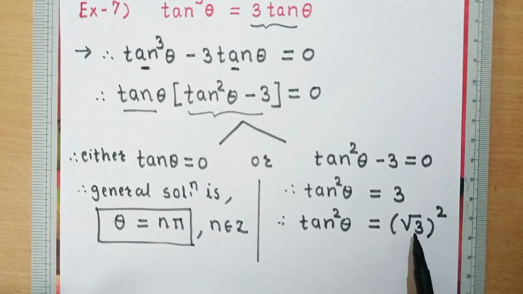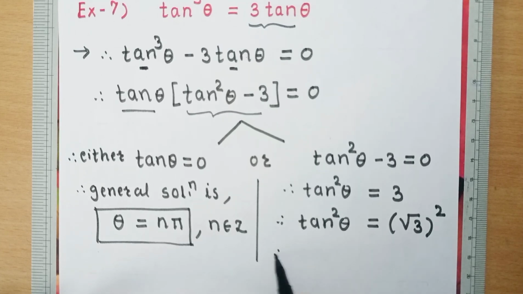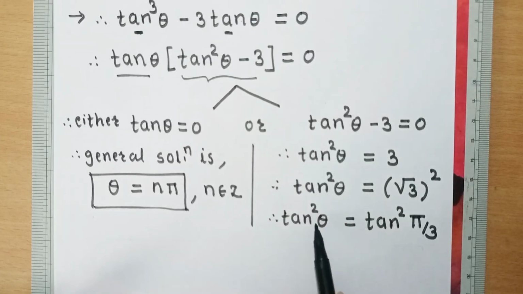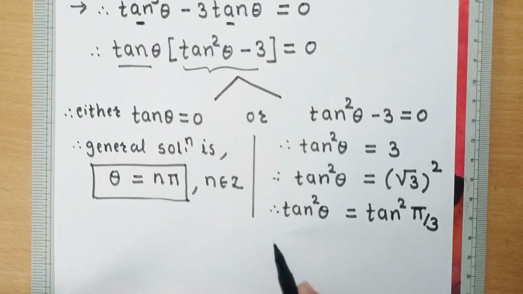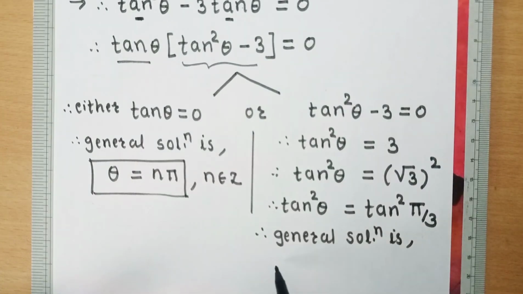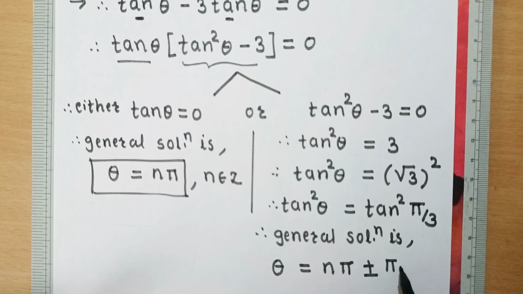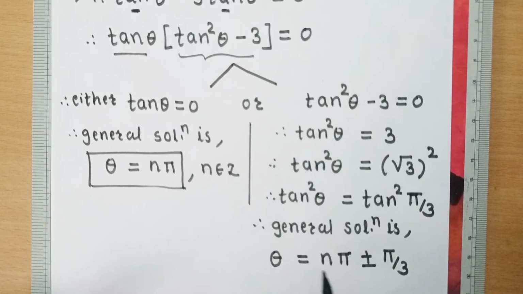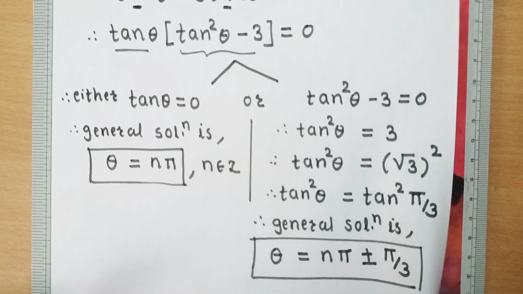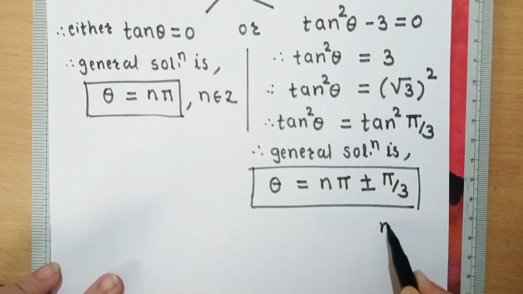Now root 3 is the value for tan of 60, means pi by 3, and so we will write tan square theta equal to tan square pi by 3, and therefore the general solution is theta equal to n pi. Then we have to write plus minus sign and then write down this angle, which is pi by 3. This formula is common for all three formulae, where n belongs to z. This is the final general solution.